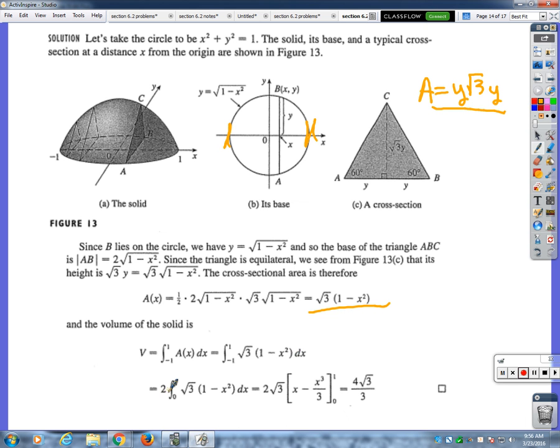So instead of being the integral from -1 to 1, they're going to make it 2 times the integral from 0 to 1 of the square root of 3 times 1 minus x squared. So 2 root 3, you can pull that out. The antiderivative of 1 is x. The antiderivative of x squared is x cubed over 3. Plug in your numbers and you get a final answer of 4 root 3 over 3.